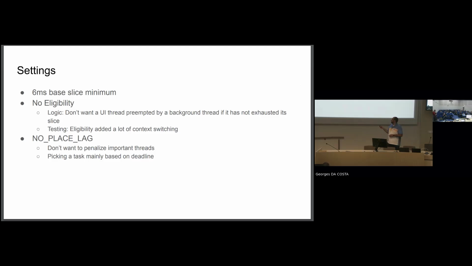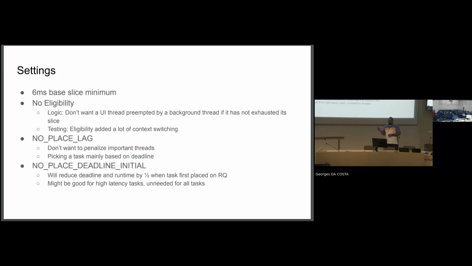And again, it made it a lot easier to think about it with nice values and deadline. So you can reason that we want to have our scheduling be based mostly on the deadline value. We added no place deadline initial. So this will reduce the deadline and runtime by half when the task is first placed on the run queue. So we felt it's unneeded for all the tasks.